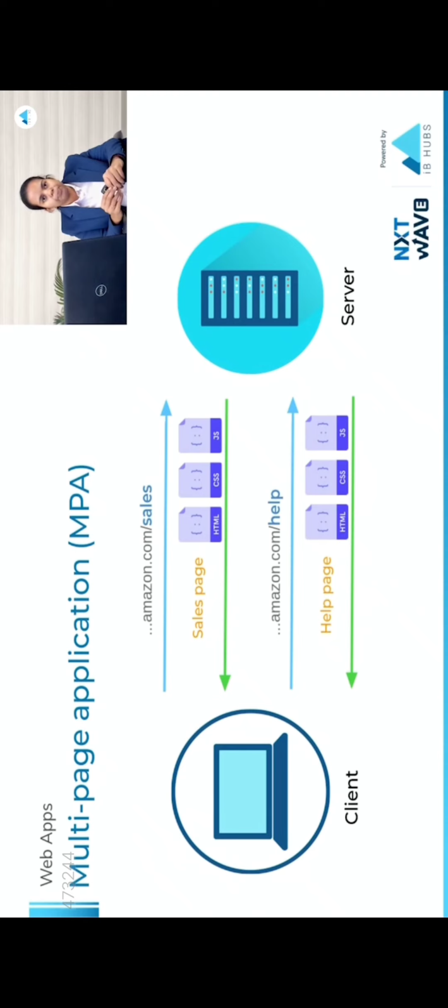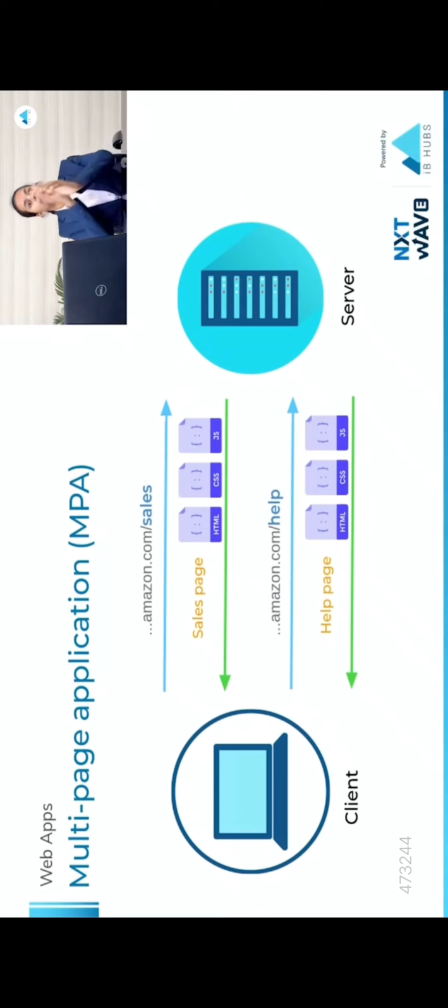Starting with the multi-page application. In case of a multi-page application, when we enter the URL on the client side, then for each URL, there is a corresponding set of resources, that is the HTML, CSS and JavaScript files, which will be fetched from the server. On the client side, we have the browser, right? Then the browser will download these resources and display it to us on the web page. So this is what happens.